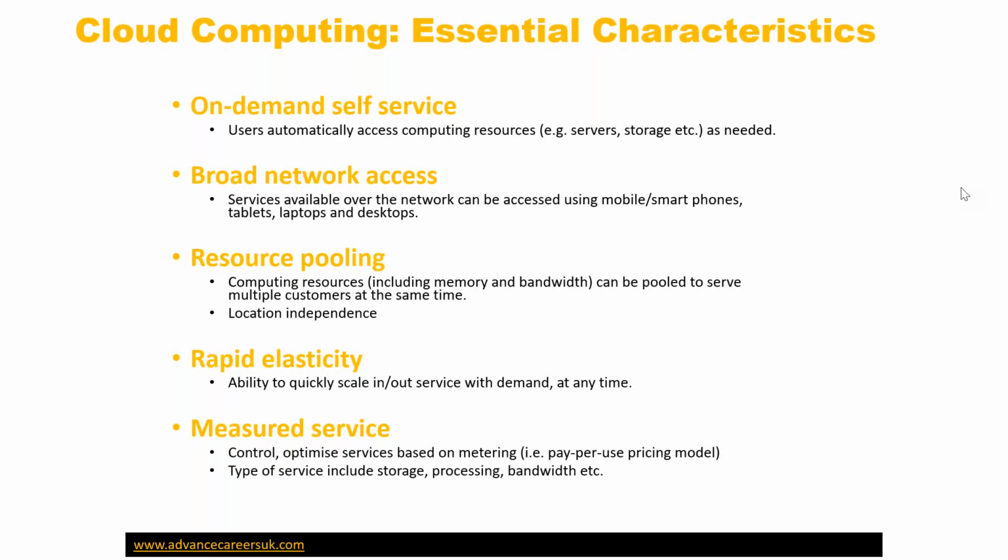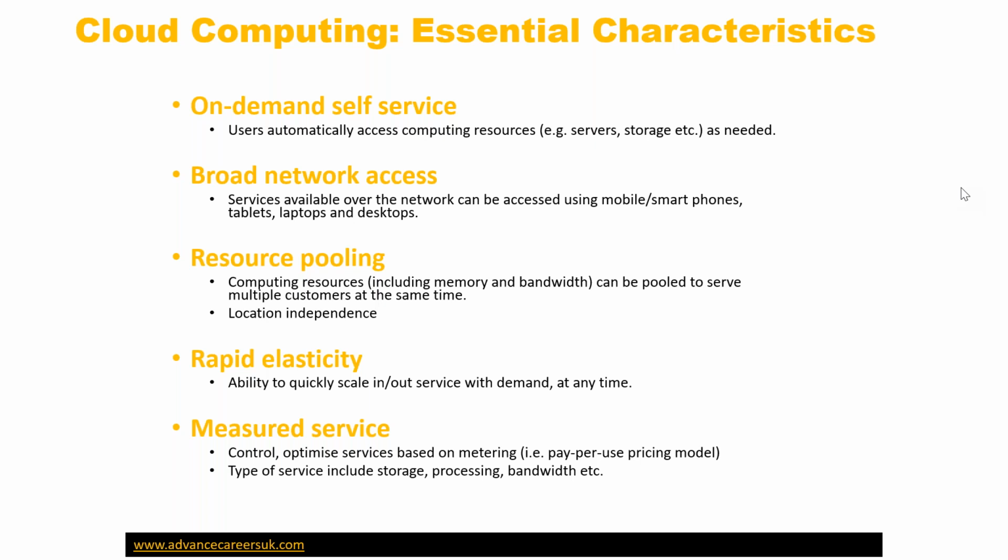Rapid elasticity: the ability to quickly scale services in or out. That means you can use more memory when there is a lot of workload, and once the workload drops, the memory drops. That means you are charged cost per unit. Unlike when you have your own server room, where whether you have people on it or not, you are still spending the exact same amount. But in the cloud, as your load increases, your cost increases, and as it reduces, your cost reduces.